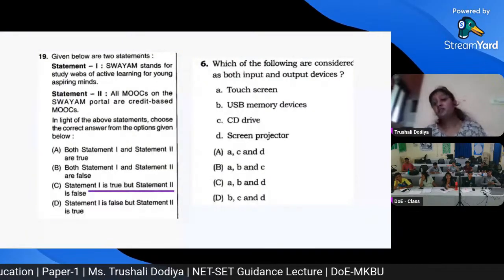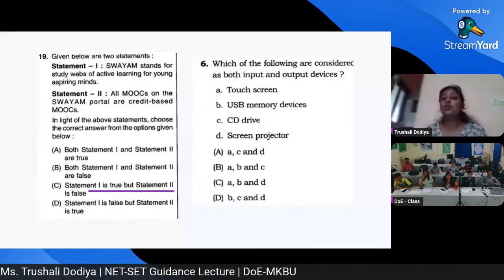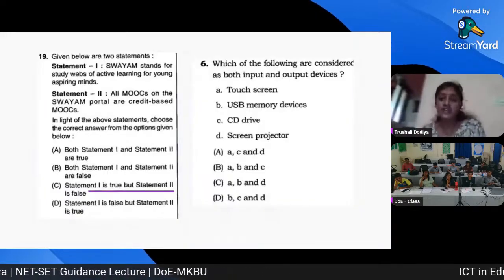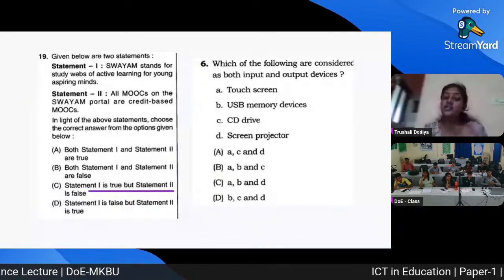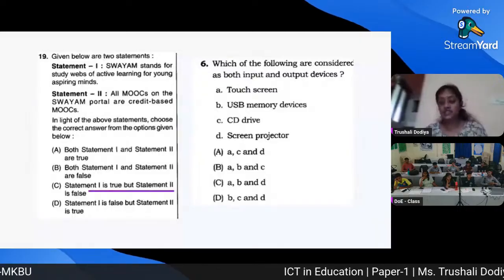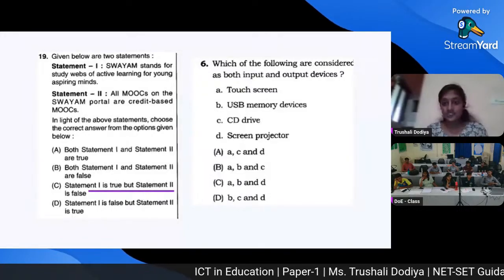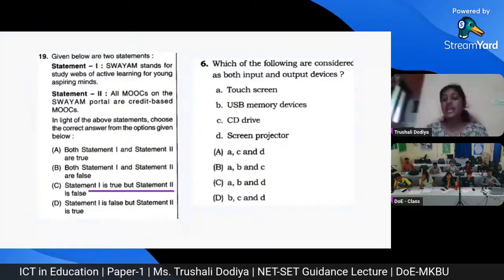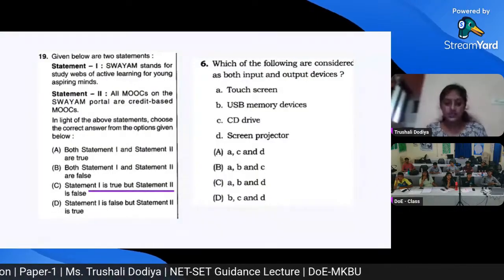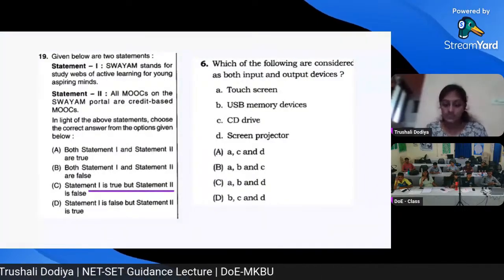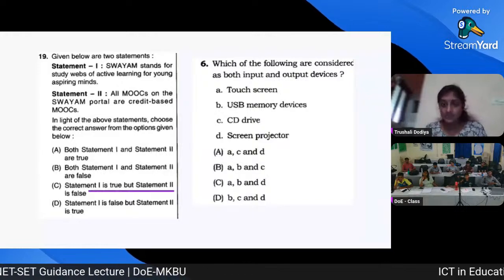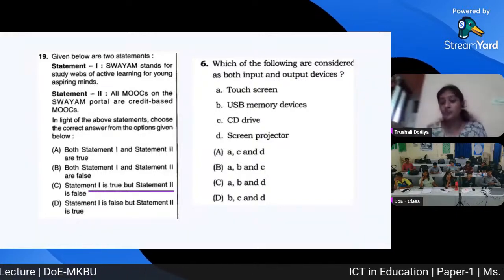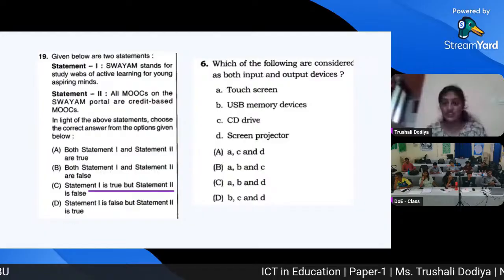Which of the following are considered as both input and output device? This question is related to computers. First one is touch screen. If you are touching the screen of a mobile, first you are giving inputs, and on the screen whatever you wanted is coming. So it is both input and output. You are putting in and it is giving you output.